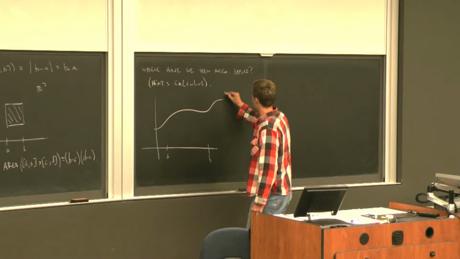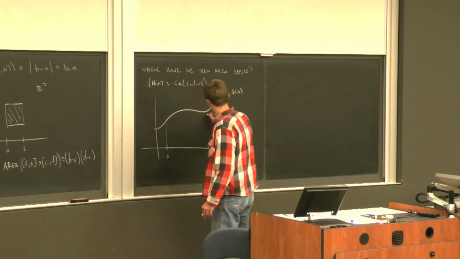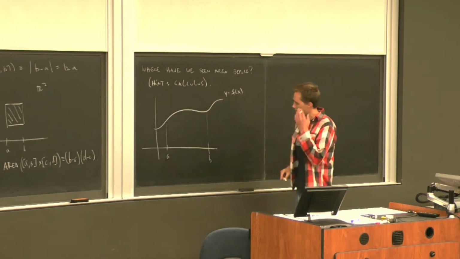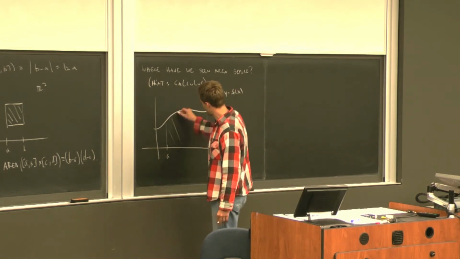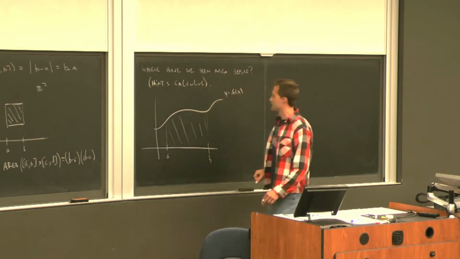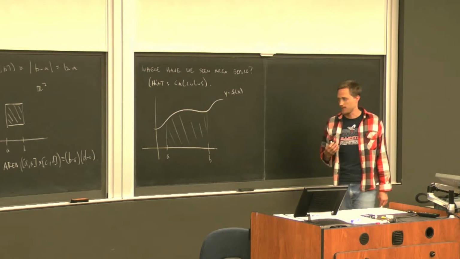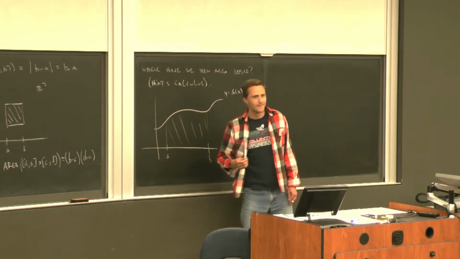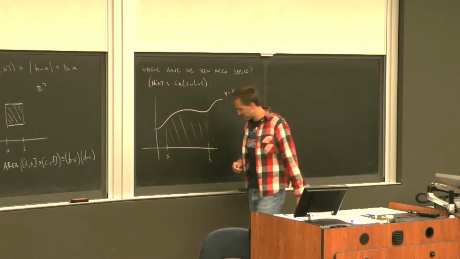And so here's my y equals f of x. And so exactly, we found the area underneath this curve, right? And so how did we find this area? Use subrectangles. A Riemann sum. Yes, exactly, a Riemann sum, very good.